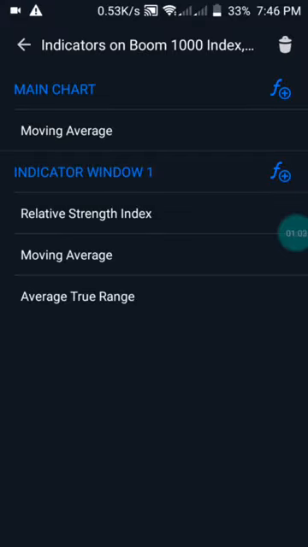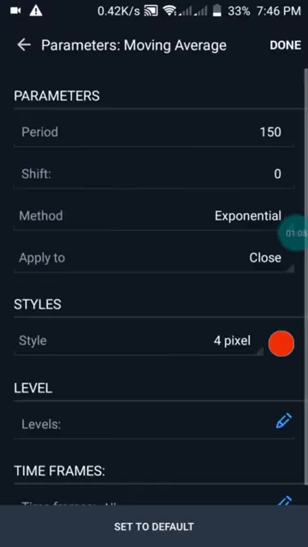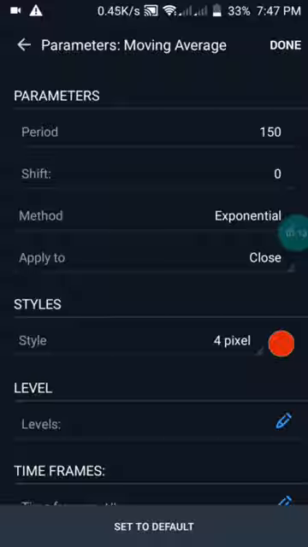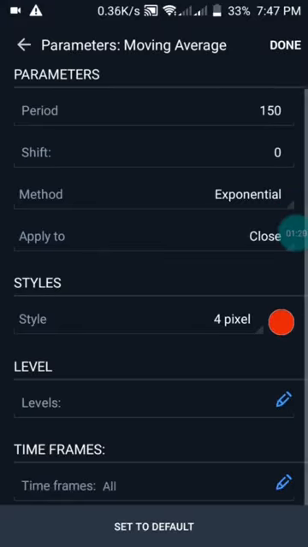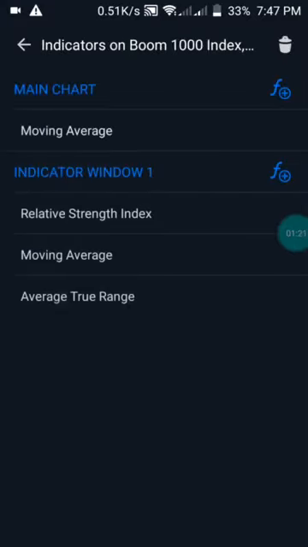On our main chart, we have our moving average with a period of 150, and we have our shift at 0. We have our method as exponential. We have applied to as close. Then you can choose any color of your choice. Then you press done.